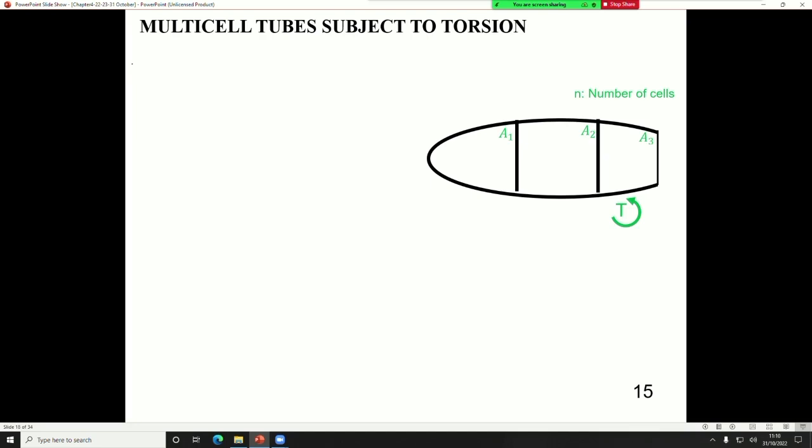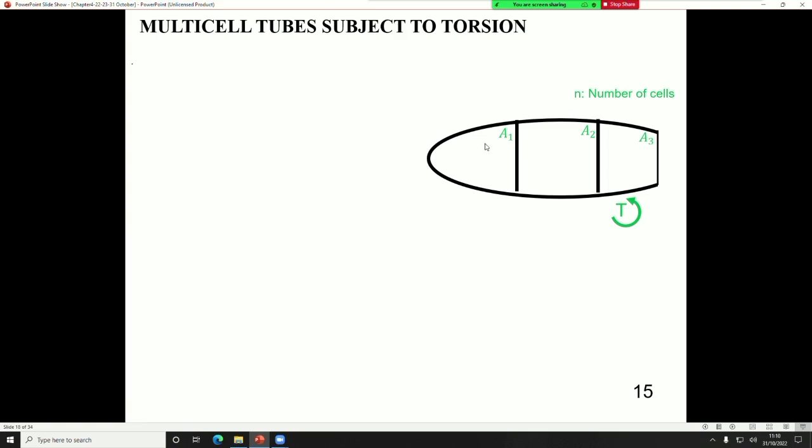So I've got a multi-cell tube. It's made of N cells. You see that's three cells, but say it's got many cells. The torque is applied about the shear center. I put it on the side because I didn't want to make the figure crowded. So this T is applied about the shear center, somewhere here. The concept of shear center is going to be covered in chapter 5.